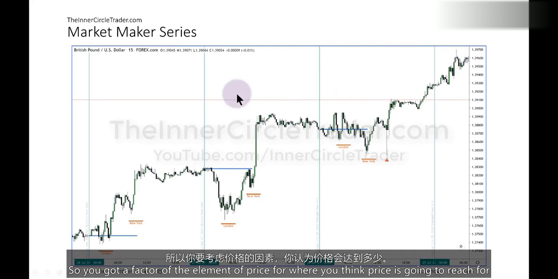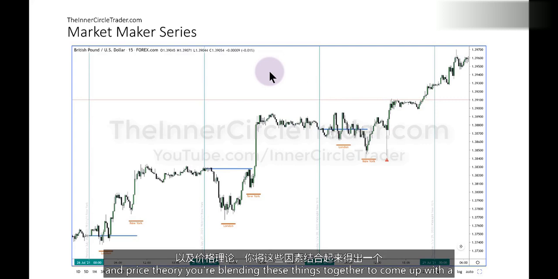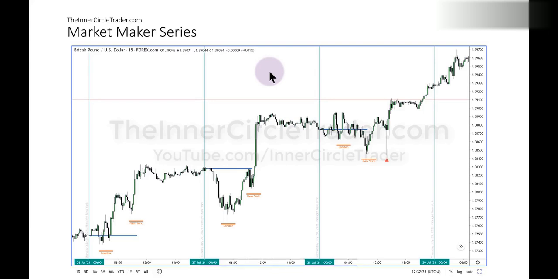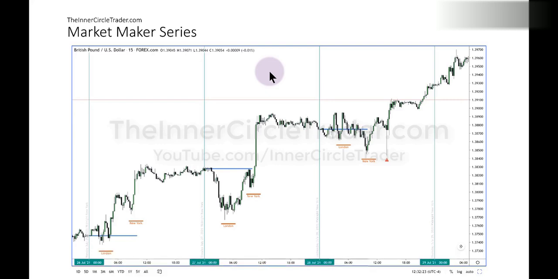So you've got to factor in the element of price, where you think price is going to reach for. So, time and price theory. You're blending these things together to come up with a narrative that you want to follow, and you want to see if price is sticking to that narrative that you've outlined, or scenario, I guess, would be a better analogy.